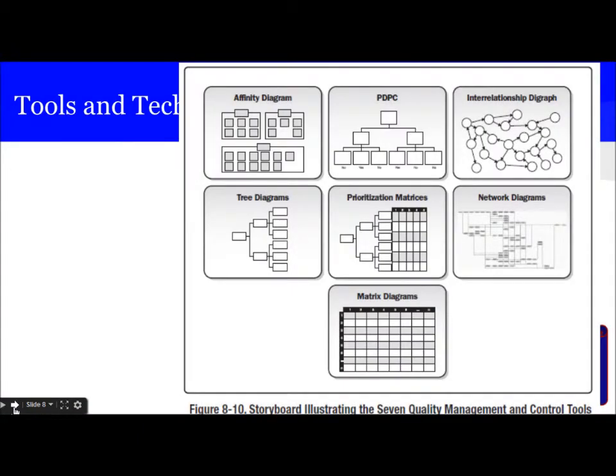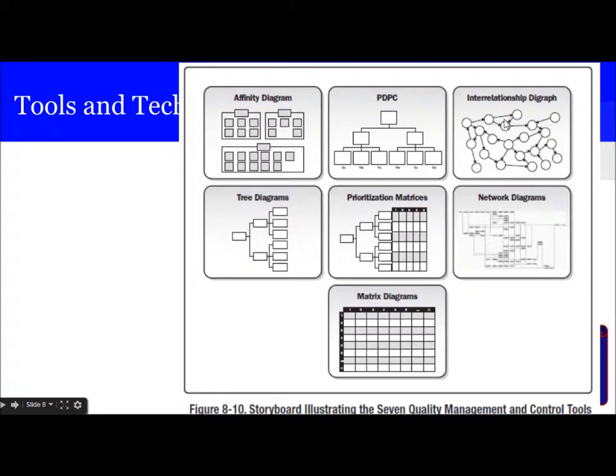So this is the storyboard illustrating the 7 quality management and control tools. The first one is affinity diagram. This is similar to mind mapping and organizes large amounts of disorganized data into groupings. Then the next thing is PDPC, used to understand the goal with respect to the steps to the goal, and used for contingency planning. It extends the tree diagram plus identifying risk and countermeasures, sometimes also known as clouds.